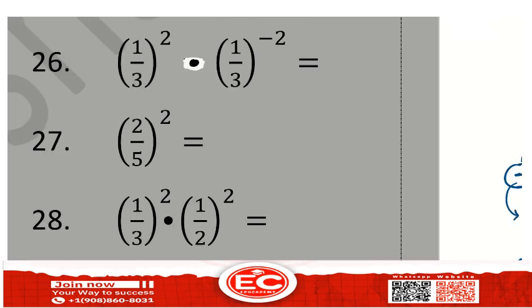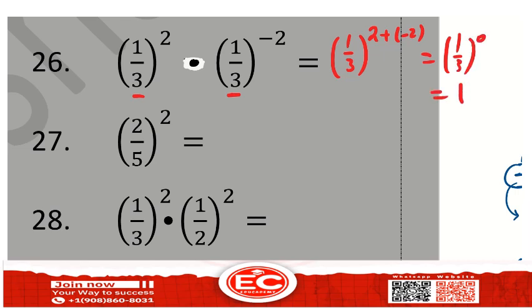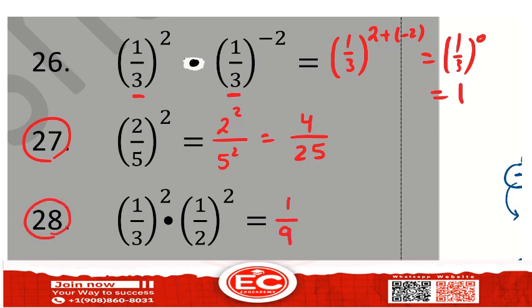One over 3 to the power of 2, multiplied by 1 over 3 to the power of negative 2. So I have the same base, so I put down the same base and I add the powers. So it's 1 over 3 to the power of 0, which is equal to 1. Now 27, I'm going to write it as 2 power 2 and 5 power 2, so it's 4 over 25. Regarding number 28, I'm going to write it as 1 over 9 multiplied by 1 over 4, so it's 1 over 36.